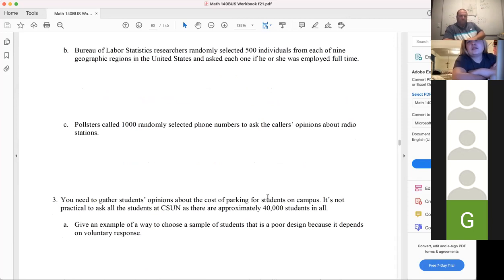C, pollsters called 1,000 randomly selected phone numbers to ask the callers' opinions about radio stations. It's definitely not an SRS because only people with phone numbers can be called. Not everyone can be reached this way. Do you agree? So it can't be an SRS.